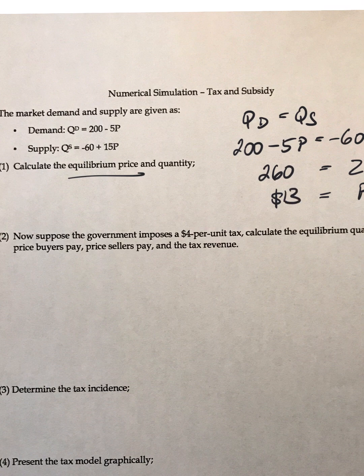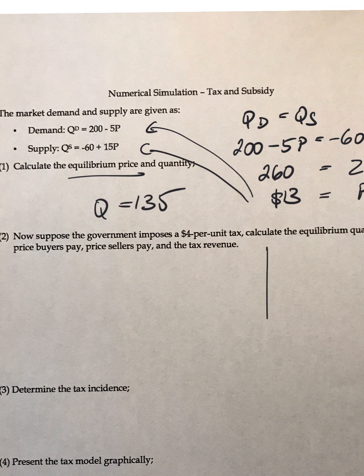Now I can plug this price into either the demand or the supply. I'd better get the same answer. So 5 times 13 is 65. 200 minus 65 is 135. Or if I do 15 times 13 minus 60, that's 195 minus 60, it's going to give me 135. So if I'm going to draw this out, quantity, price, have demand, have supply, we calculated a $13 price and a quantity of 135 units.